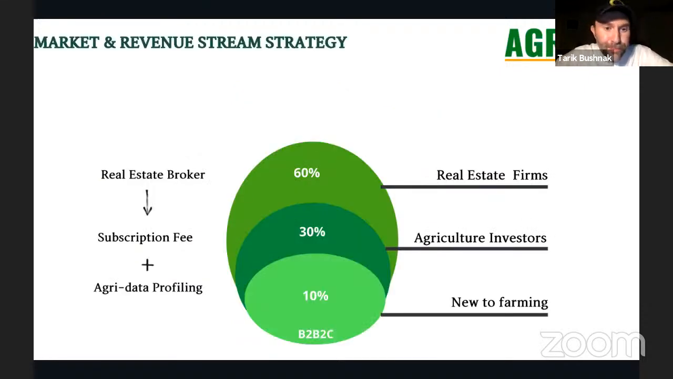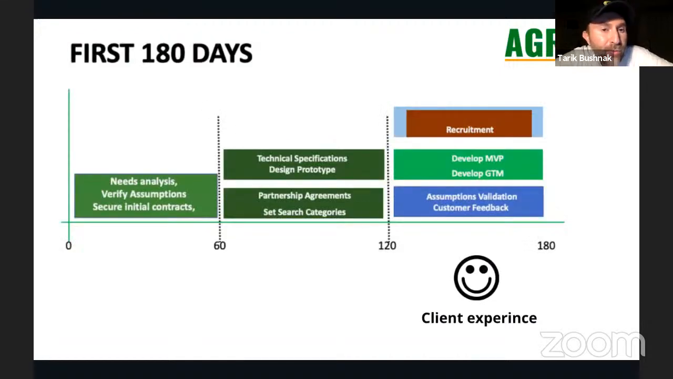So what's our go-to-market strategy? We're going to start out as real estate brokers. We're going to charge a basic subscription fee for people to list their lands, and we'll get commissions of about 2.5% on each contract or sale that goes through us. We've planned out the first 180 days, before we actually launch our platform, to secure clients and verify our assumptions about the market. While we're making those clients happy, we're going to work on an MVP and figure out what our gross transaction value actually is.